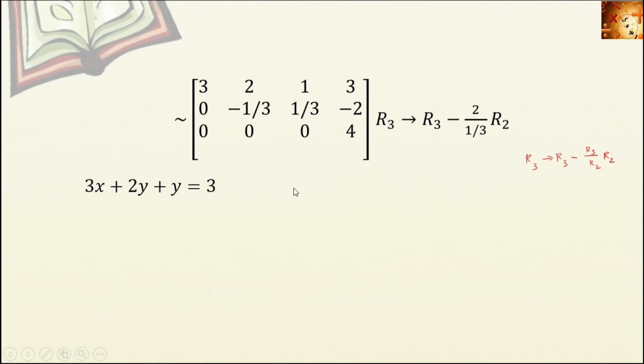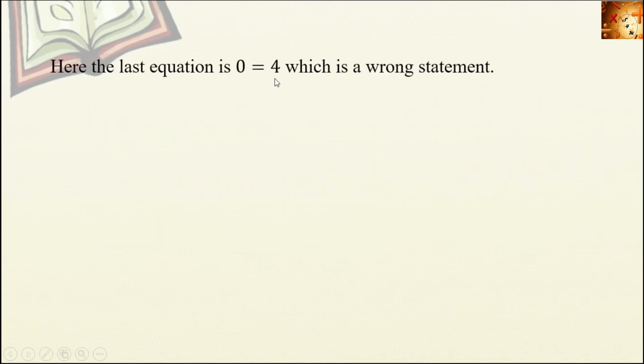Then rewrite this matrix into a matrix form. Then write the corresponding equations. We get 3x plus 2y plus z, this is not y, this is z, is equal to 3. Second equation: minus 1 by 3 y plus 1 by 3 z equal to minus 2. And from the third equation we have 0 equal to 4. Okay, the last equation 0 equal to 4, which is a wrong statement, isn't it? Left side is 0, right side is 4, which is a wrong statement. Therefore this matrix has no solution.